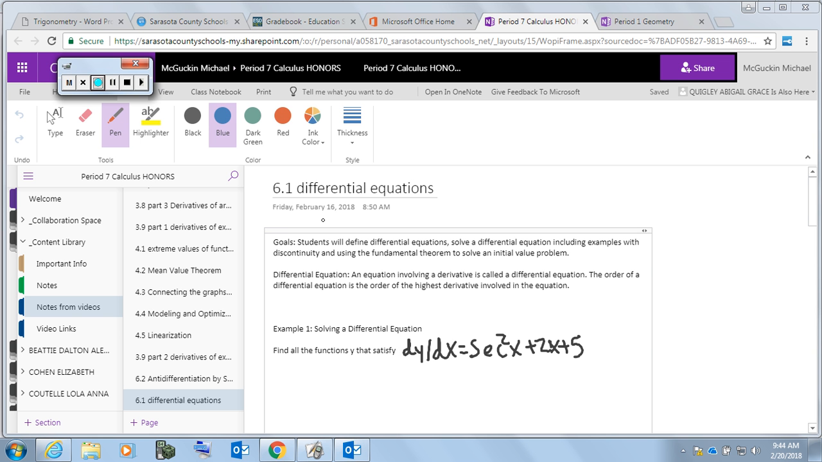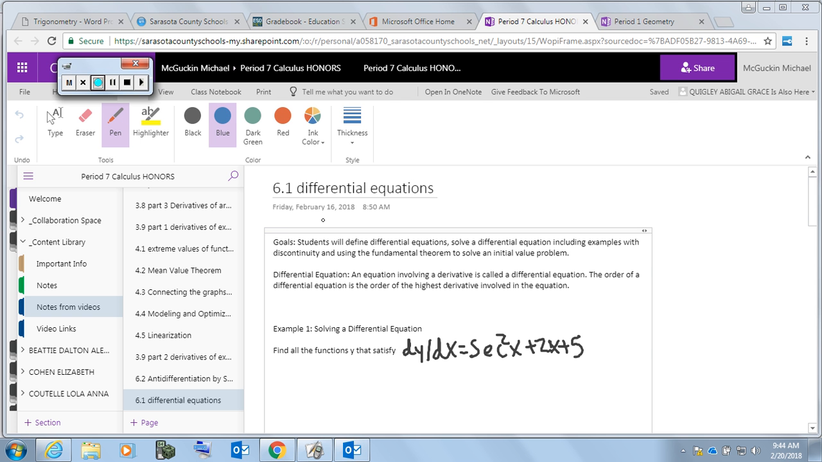There's an extra little caveat that you see in the second part of the description. The order of a differential equation is the order of the highest derivative involved in the equation. So you may have a first derivative, you may have an equation that involves a second derivative, and so on and so forth. The order can be defined by the highest derivative involved.